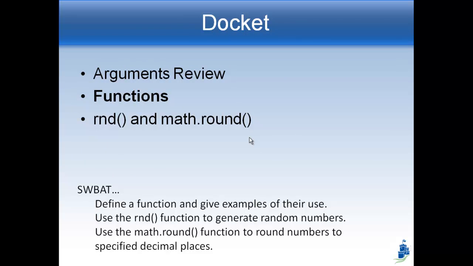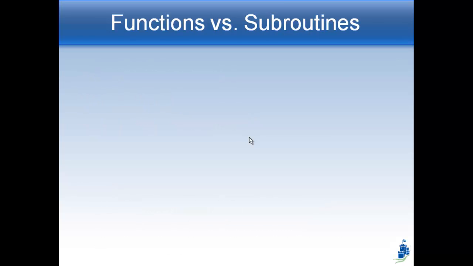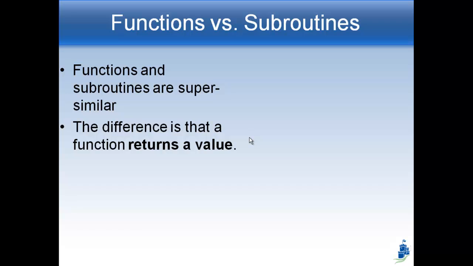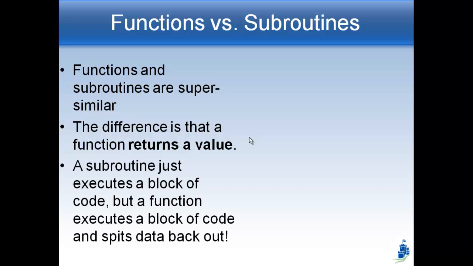All right, so functions are what we're going to talk about next, and they're very, very similar to subroutines. The difference between a function and a subroutine, even though they're super, super similar, is that a function actually returns a value. That's the key for a function. A subroutine just executes a block of code, right? You say, all right, subroutine, do this. But a function not only executes a block of code, but also spits a number back out. So it's kind of like the opposite of an argument. You put arguments into subroutines or functions, but a function actually spits stuff back out.